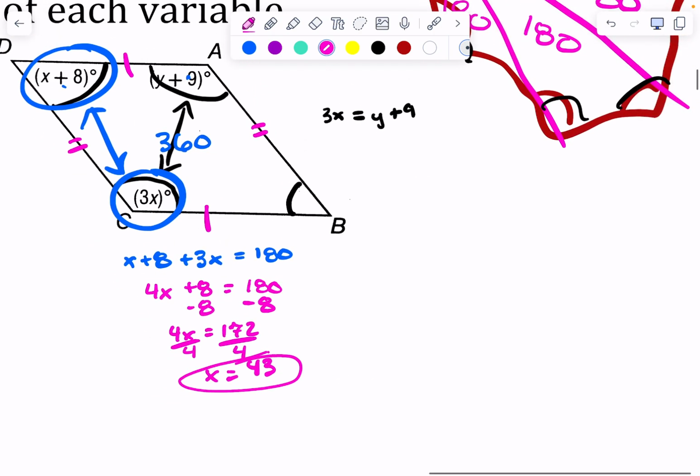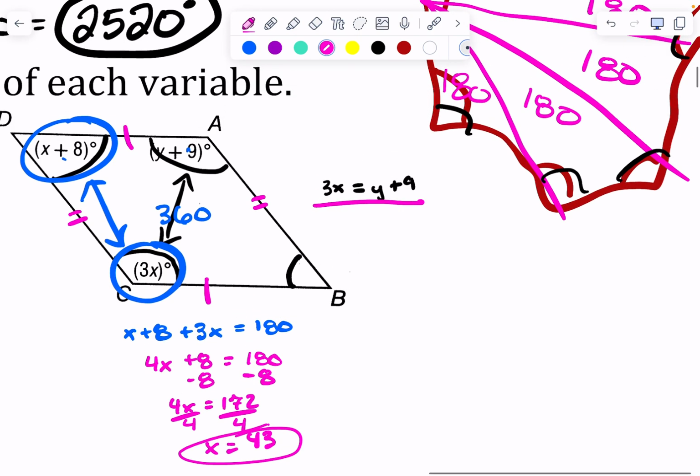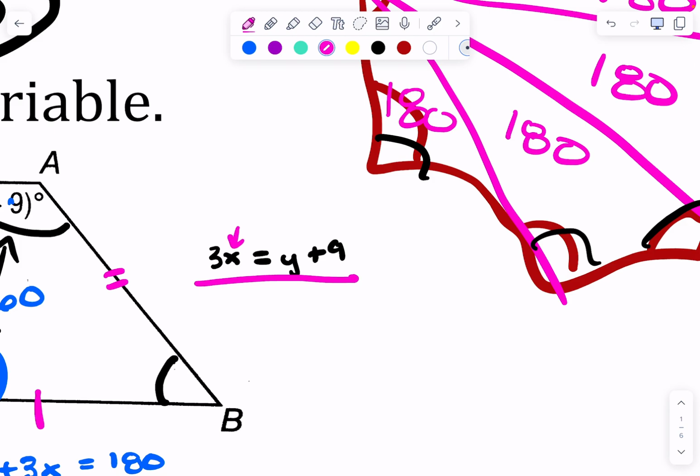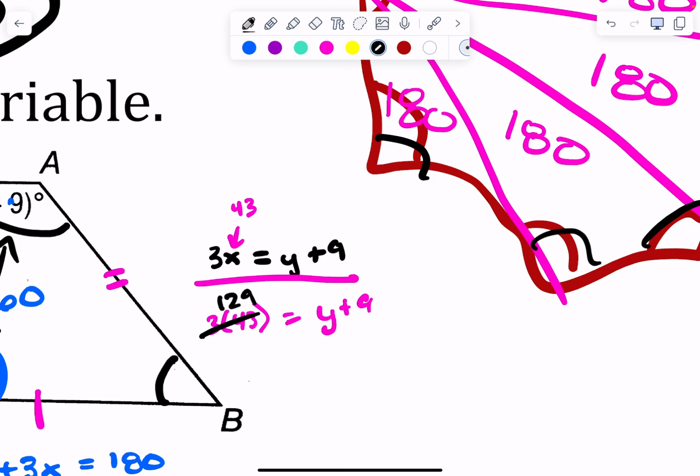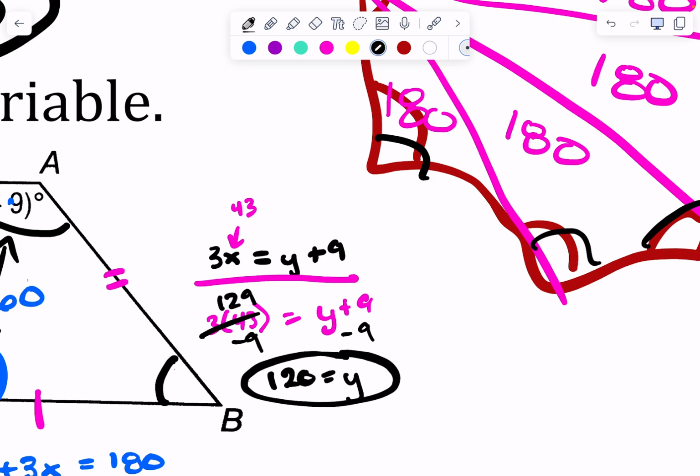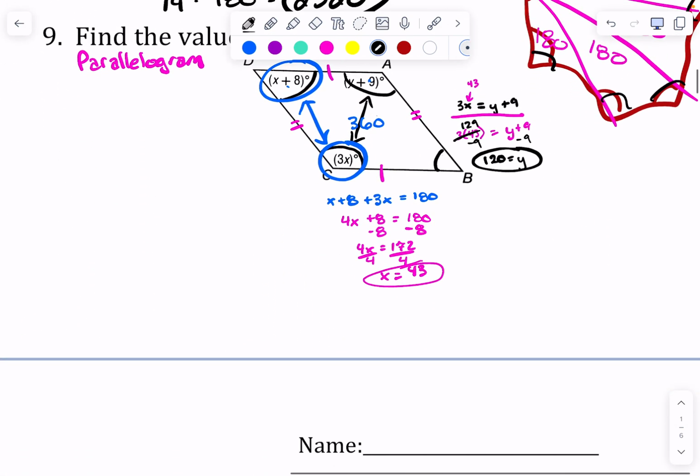Okay, now I can go back up to this guy right here, right? And I can plug in 43. So 43 is going to go right there. 3 times 43 is equal to y plus 9. And 3 times 43 is 120 plus 9, 129. And then I'm going to minus the 9. So y equals 120. Perfect. That looks like maybe a 6. I don't know. 120. Good? Yeah? There we go. Okay, so parallelograms.